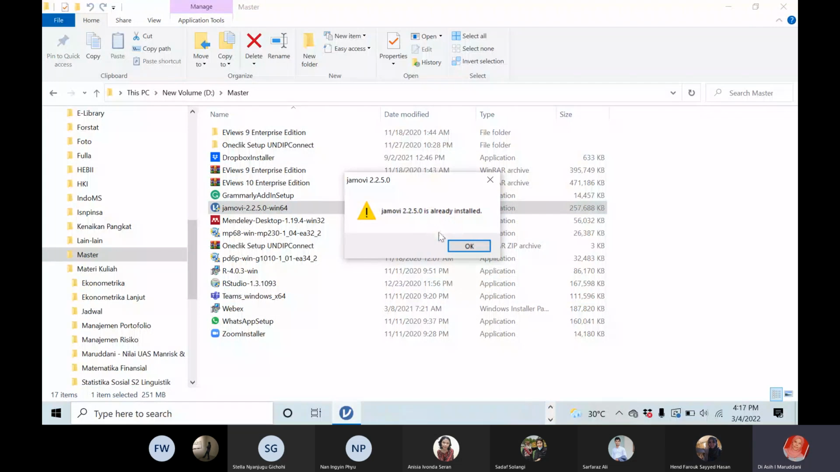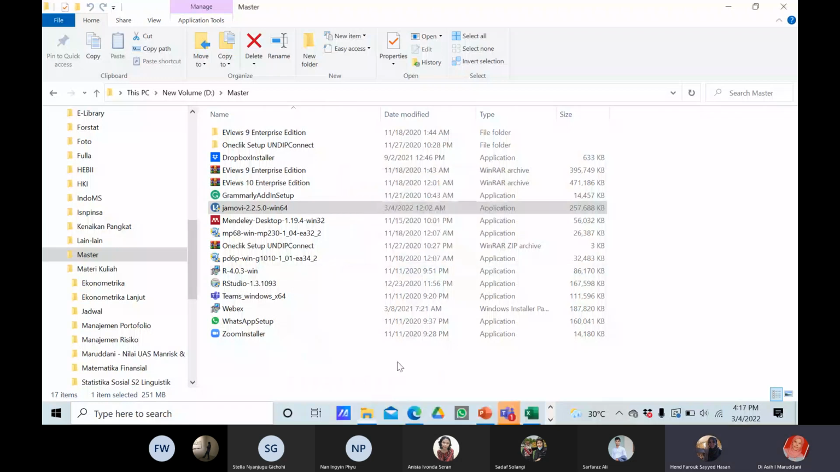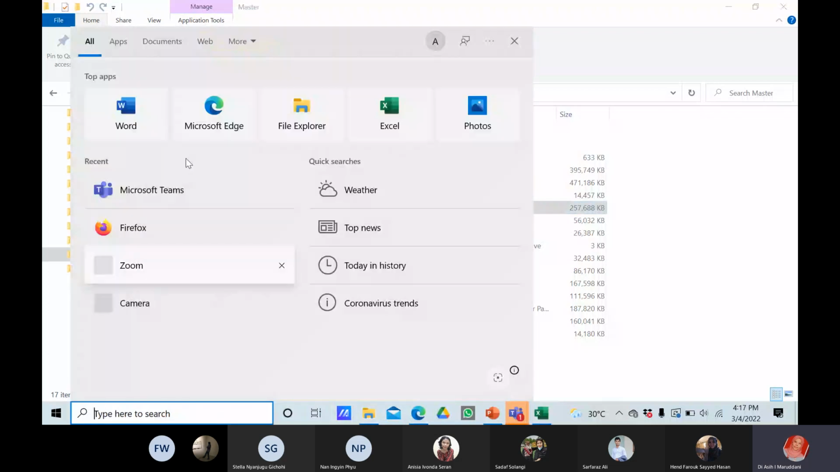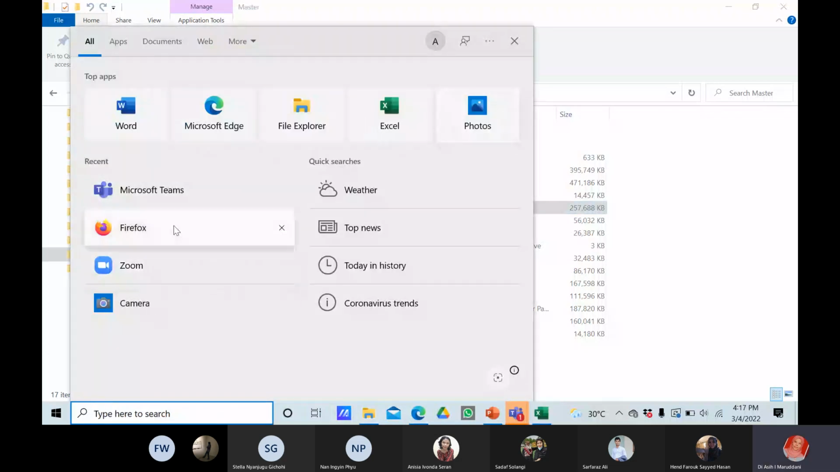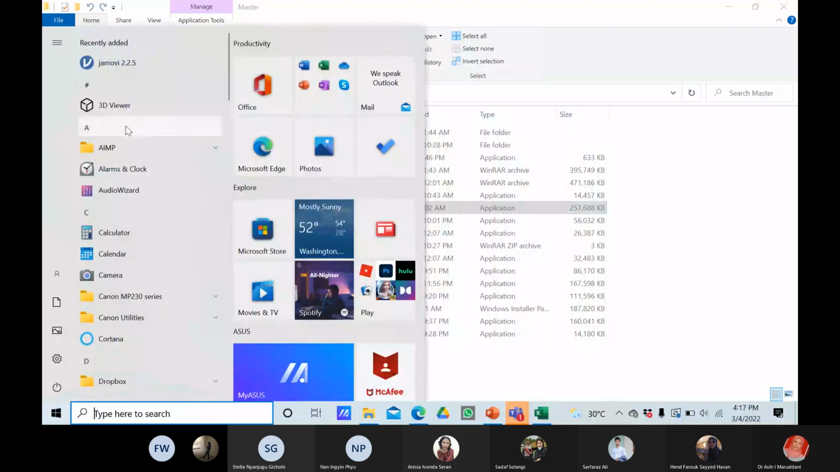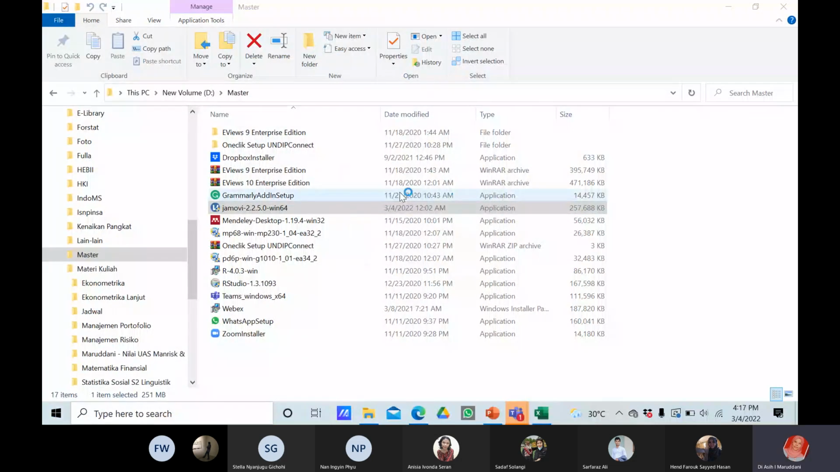Yes. But my Jamovi is already installed. Yes. You follow this procedure. It is very simple. Just next and finish. Then you open it. You get this Jamovi software like this. I will show you how to calculate with Jamovi next week, inshallah.